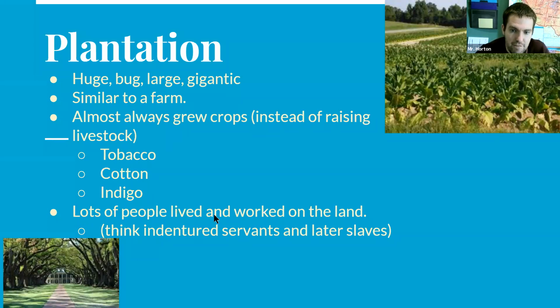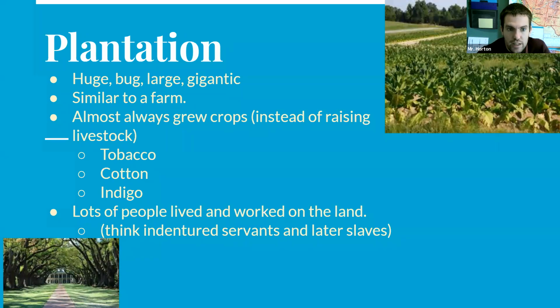There were lots of people that lived and worked on the plantation. It first started off with indentured servants living and working on the plantation. That was their main work, farming, picking crops, planting crops. Then over the years, the indentured servants started to transition into slavery. So this is kind of the beginning of the idea of slavery, with these indentured servants. It first started off with indentured servants working on the plantation, and then it would eventually transition into slaves working on the plantation.